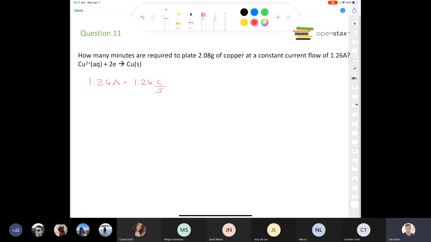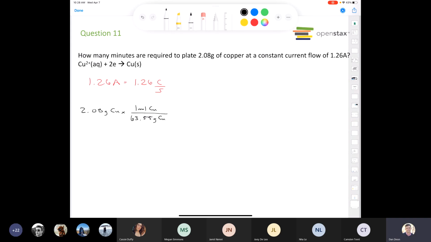Anyhow, where was I? Okay, so I've got 2.08 grams of copper. That's what I'm starting out with, and I want to know how many minutes it's going to take. Well, in 2.08 grams of copper, how many moles of copper do I have? I go to the periodic table and see that 1 mole of copper has a mass of 63.55 grams.